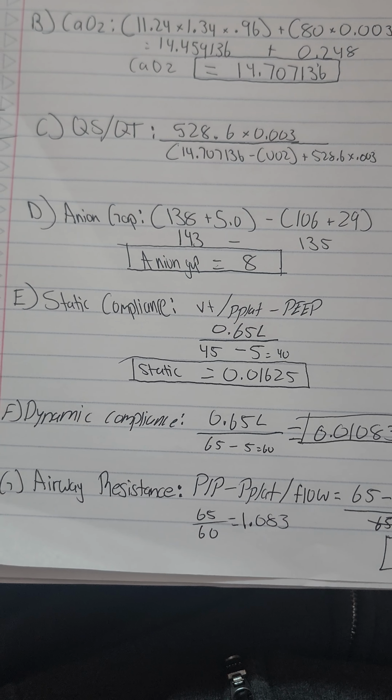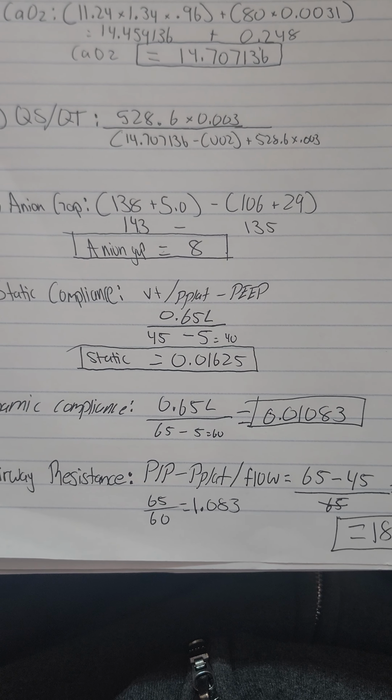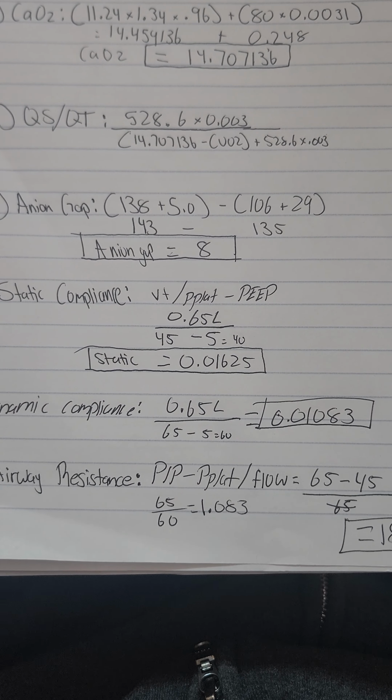The dynamic compliance, same thing: my tidal volume divided by the peak inspiratory pressure minus PEEP, and it gets you 0.01083. This is slightly lower, so there is probably some indication of decreased lung compliance and increased airway resistance.